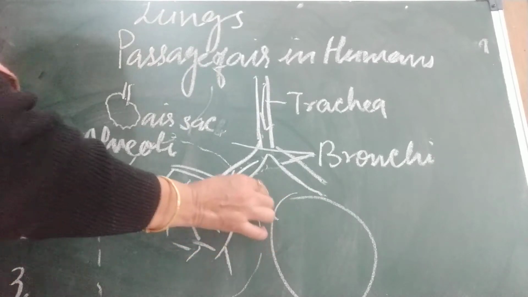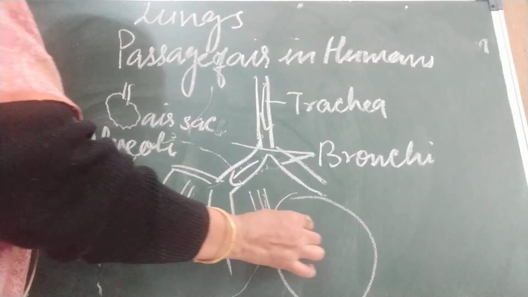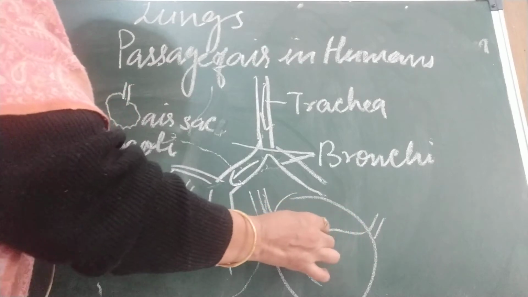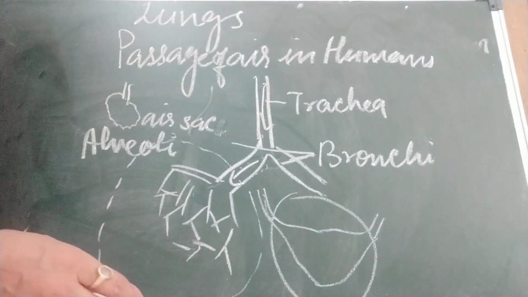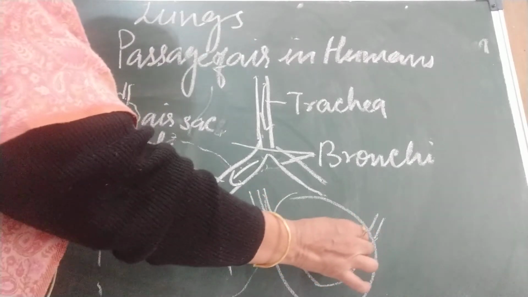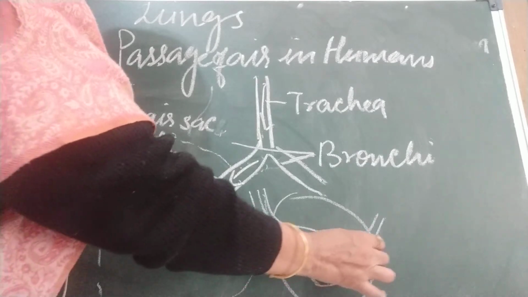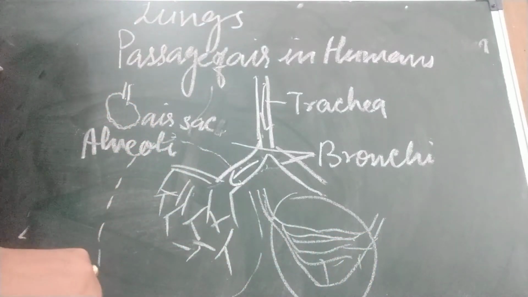This artery is coming, and the vein, they are joined. All you know now, arteries and veins are joined by capillaries. These capillaries are there at the lining of the alveoli.